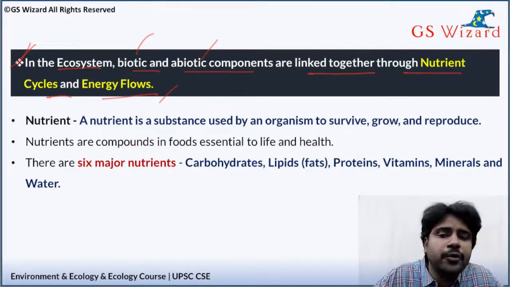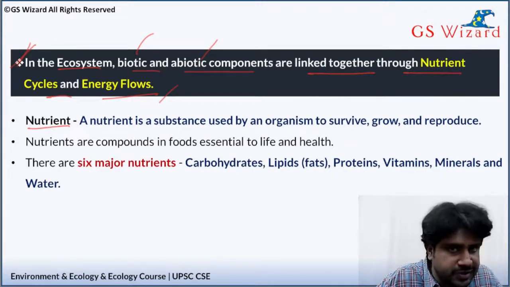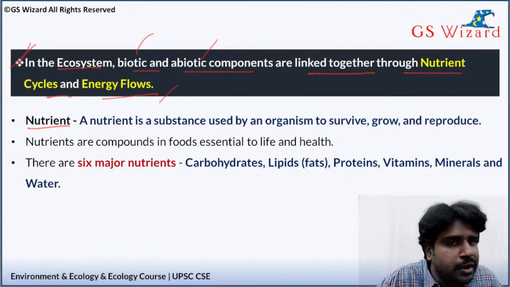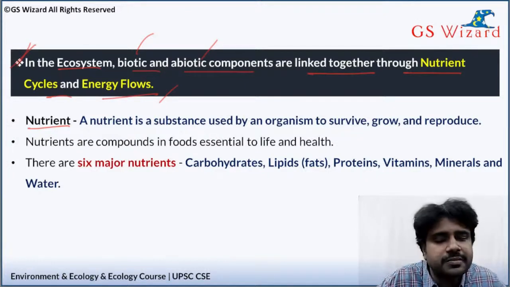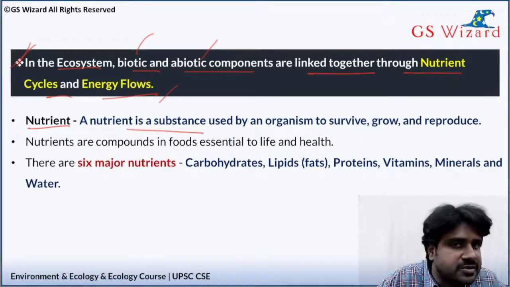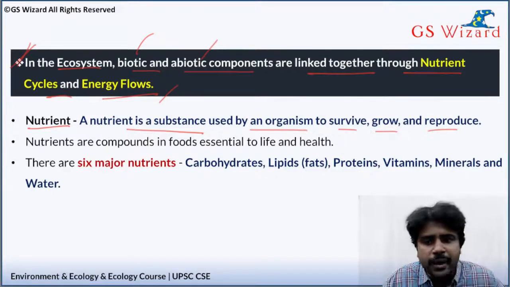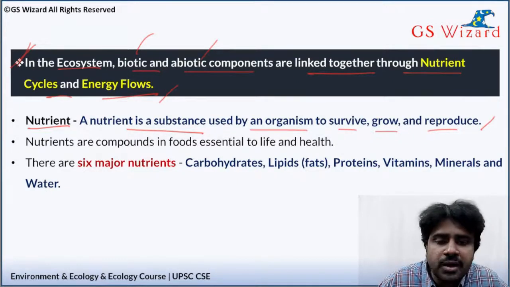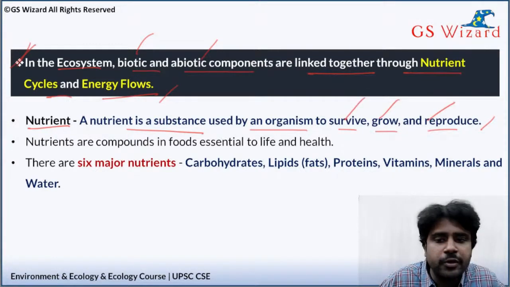Okay. Now for you to understand these concepts, you have to understand the meaning of nutrient first. For you to understand the meaning of nutrient cycles, you have to understand the meaning of nutrient first. So look at this. A nutrient is a substance used by an organism to survive, grow, and reproduce. For example, oxygen, that is a nutrient according to this definition. We use oxygen to survive, to grow. Okay. So nutrient is any substance used by an organism to survive, grow, and reproduce. As simple as that.